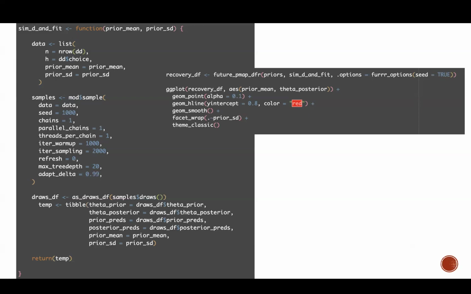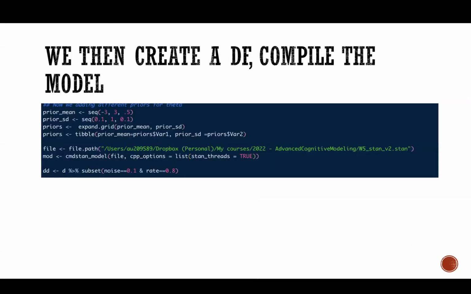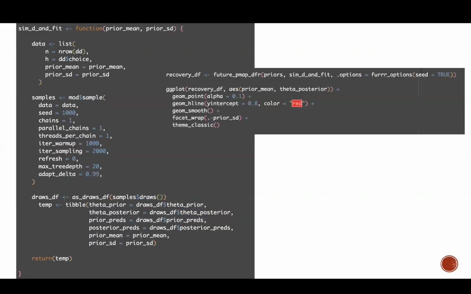Then we have our priors, which are the parameters that we're changing, right? The ones that we created in the previous slide, the priors with all the combinations. We feed them to that function, simulate and fit. And then we let it run. It parallelizes that across the cores in our computer, so it gets much faster.